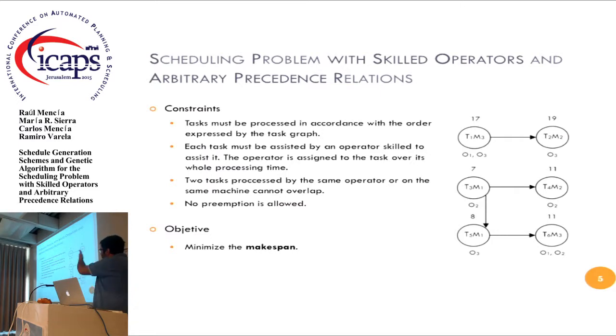The constraints are shown there. Tasks must be processed in a way that doesn't violate the order in the task graph. Each task must be assisted by an operator for its whole duration, and the operator must be skilled to assist it. Then two tasks that use the same machine or are assisted by the same operator cannot overlap, and no preemption is allowed. This means that when a task starts to process, you can't stop it. It has to process for its whole duration.